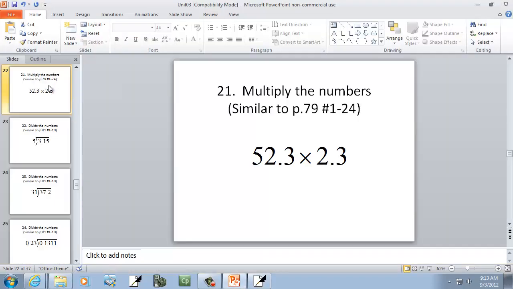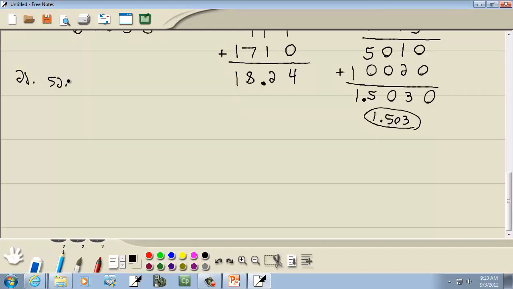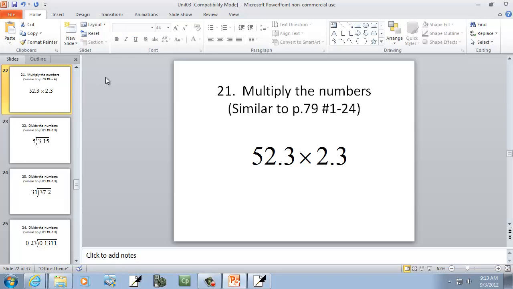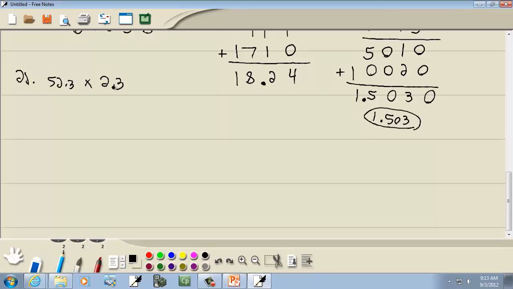Okay, we got 52.3 times 2.3. Again, I want to put the number with the most digits up on top, so I got 52.3 times 2.3. Start with the first digit, 3. 3 times 3 is 9. 3 times 2 is 6. 3 times 5 is 15.